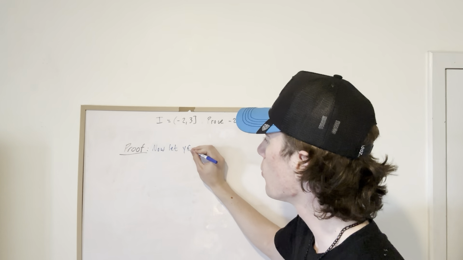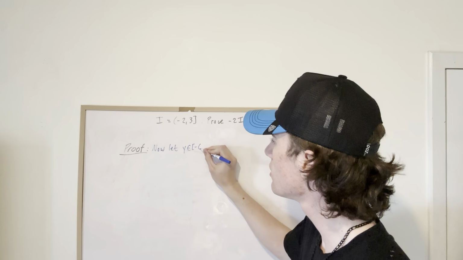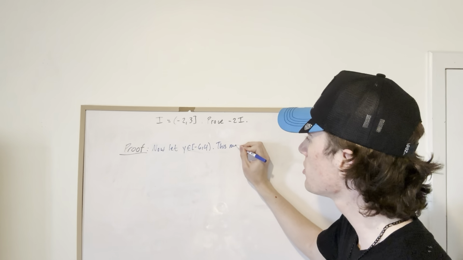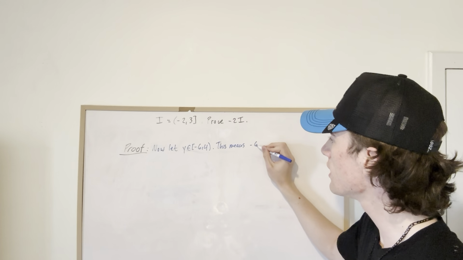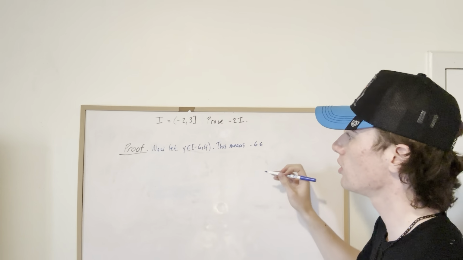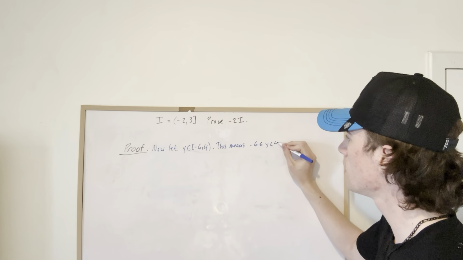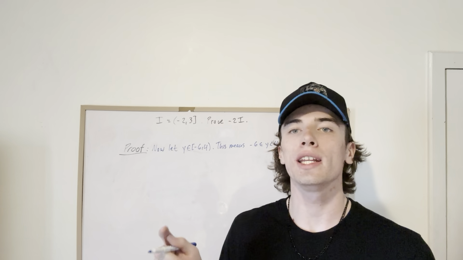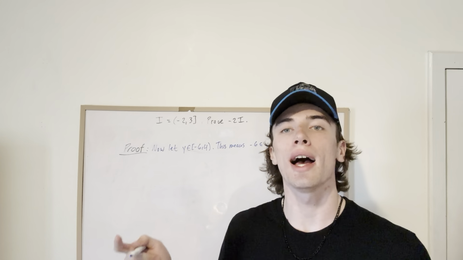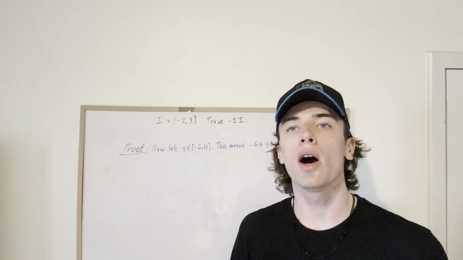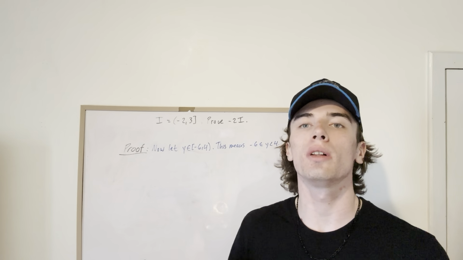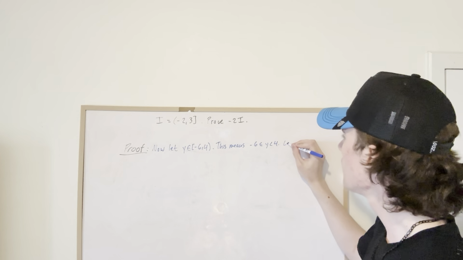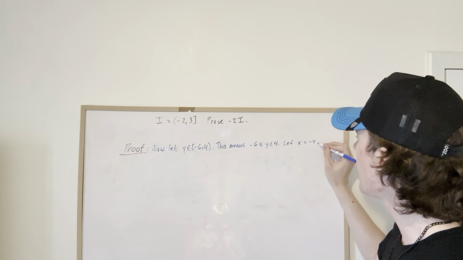What we say is, now let the arbitrary element y be in the set or interval [-6, 4]. And this means, same as before, we're going to use inequalities: -6 is less than or equal to, because we have a closed bracket, y, which is less than or equal to 4. To prove that y is in the set -2I, we need to show that y equals -2x for some x in I. Now what I'm going to say is let x equal -y divided by 2. And you're going to see why. Let x equal -y over 2.